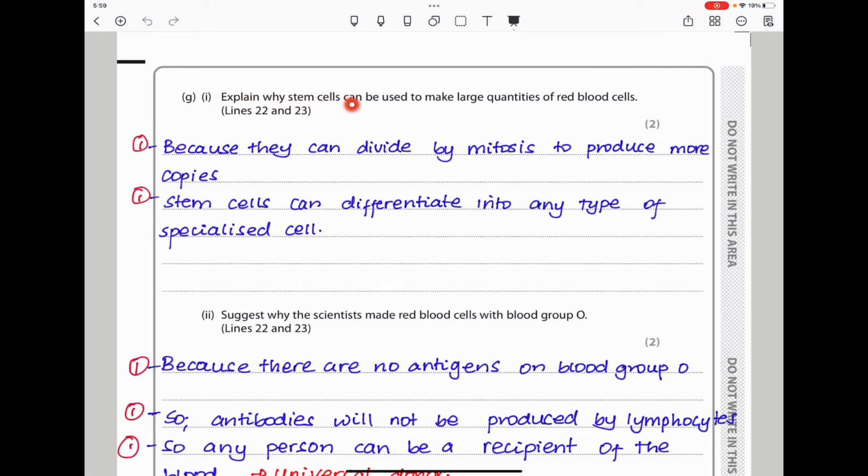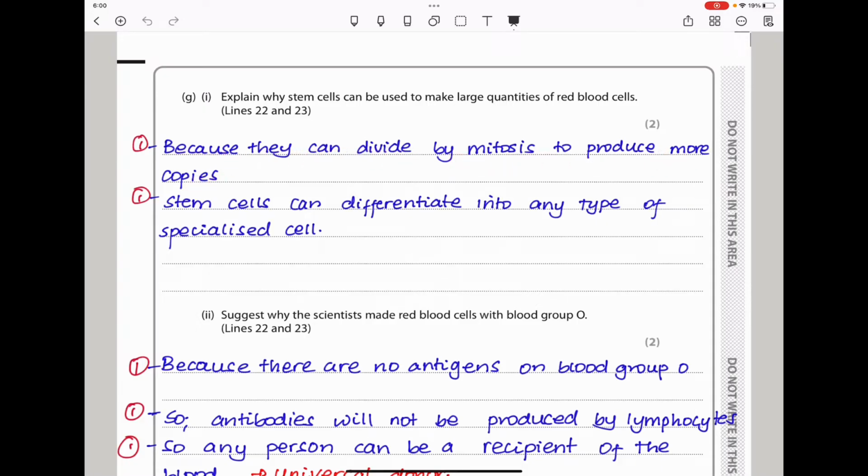Explain why stem cells can be used to make large quantities of red blood cells. This is line 22 to 23. Using stem cells, remember stem cells can rapidly divide, or they can divide by mitosis, producing so many more copies of themselves. And these copies have the ability to differentiate and become any type of specialized cells. So it means they can differentiate and become red blood cells as well. So I say it because they can divide by mitosis to produce more copies.